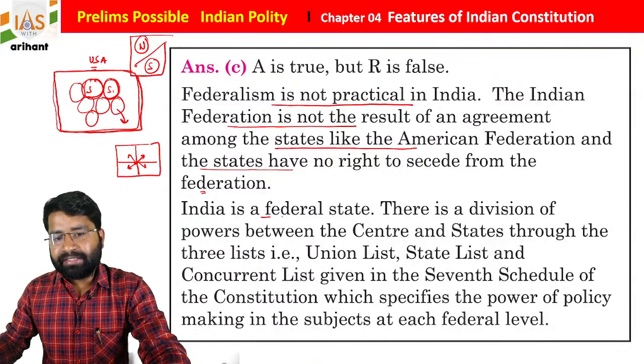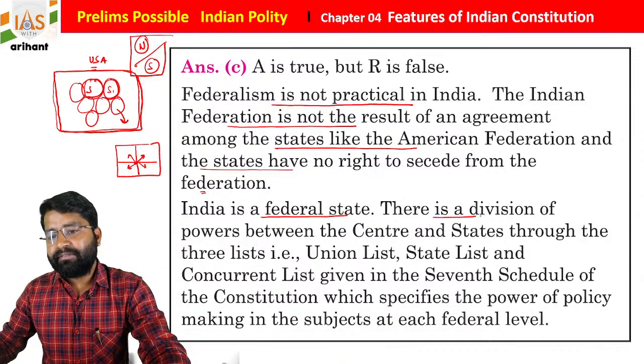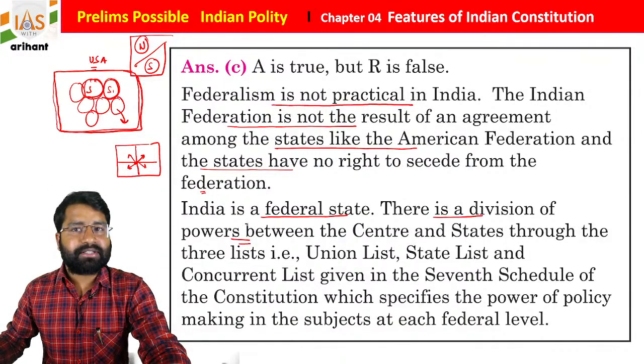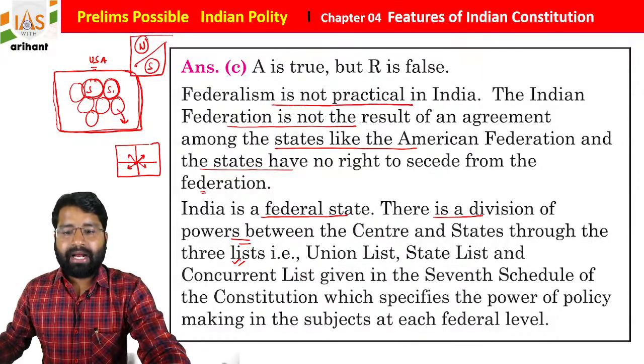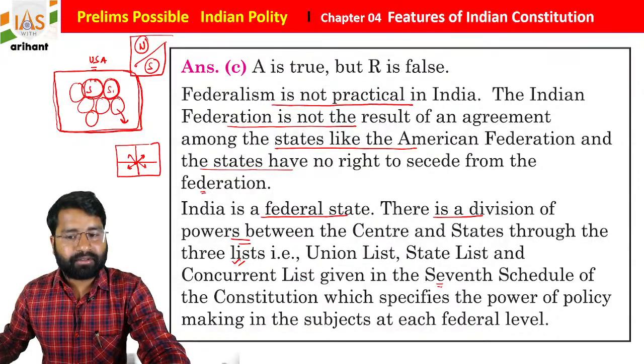Okay, so India is a federal state. There is a division of power between the center and the states through the three lists, that is the union list, state list and concurrent list, and this is mentioned under the 7th Schedule of the Indian Constitution.